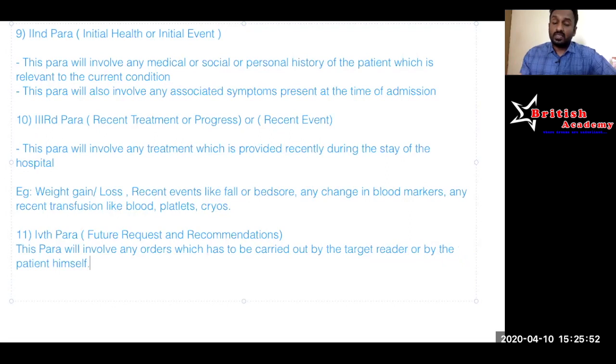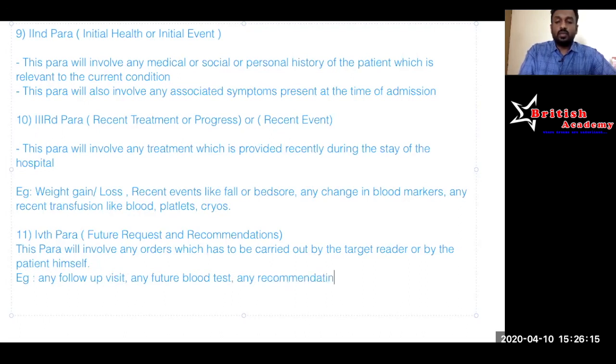All those future requests and recommendations, or the purpose elaboration, what we need from the target reader, you will put in the fourth paragraph. This para will involve any orders which have to be carried out by the target reader or by the patient himself. For example, any follow-up visit which the patient has to do, any future blood test, any recommendations you have. Like you assess the patient who had a fall, and you suspect the patient has got intracranial pathology. Any recommendations as such you have for the patient's condition, you would mention in the fourth paragraph.